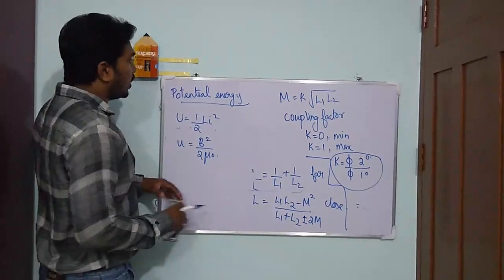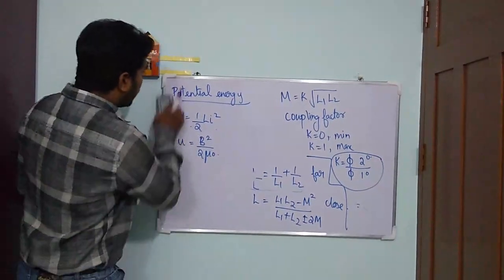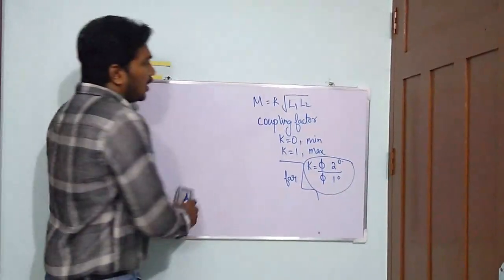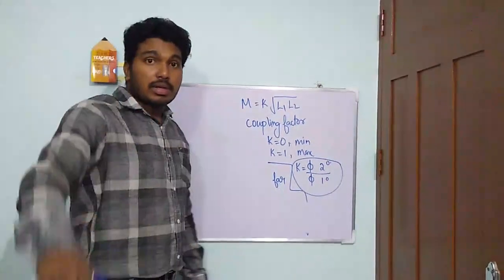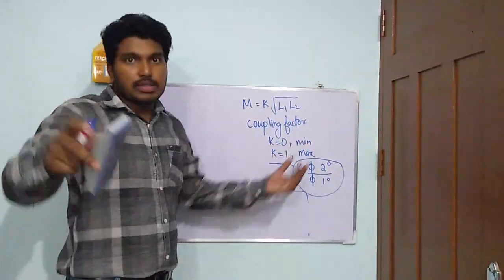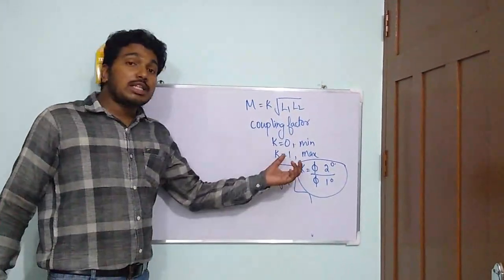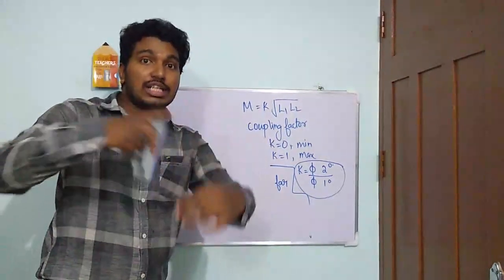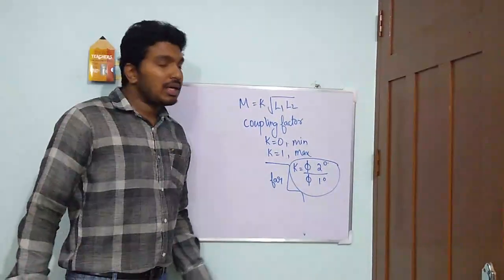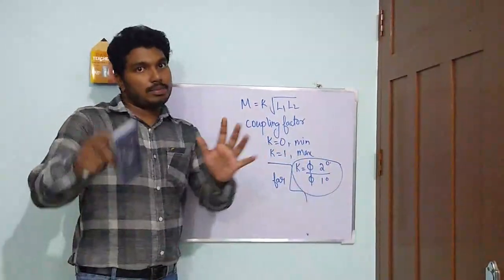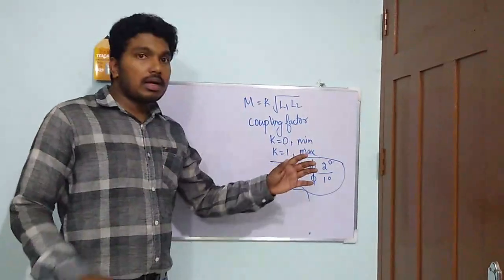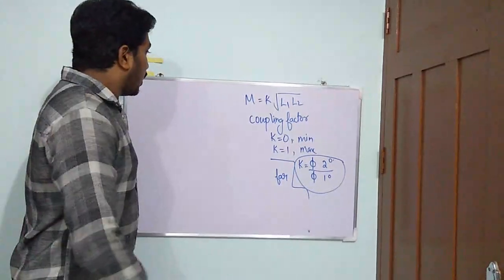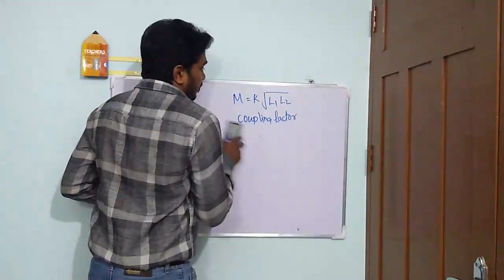Now we are moving on to learn about a transformer. One more thing I have to remind you here is that I told you the minimum value of K, the coupling factor, can be 0, and for coupling to be maximum, it is necessary that the coil has to be wound over each other over a ferromagnetic core. In such a case, the coupling will be maximum. So we prefer a winding over a ferromagnetic core to have maximum coupling. Now moving on to the transformer.